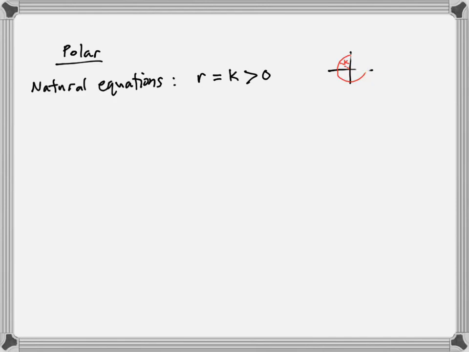A circle whose radius is k. Sorry, that's a really horrible looking circle. Let me try to draw a better picture here. There we go. You guys deserve better than that. Okay, so that's a circle with radius k. Well, let's write this down. Circle, I'll write this down underneath. So this is a circle with radius k centered at the origin. Okay, so this is a natural equation. This popped out naturally.